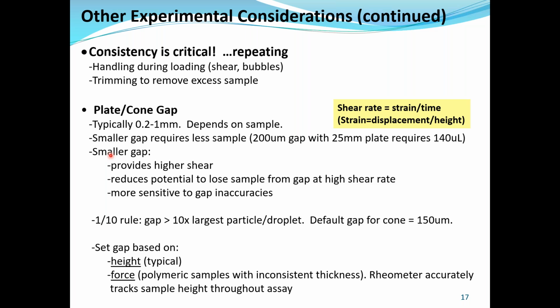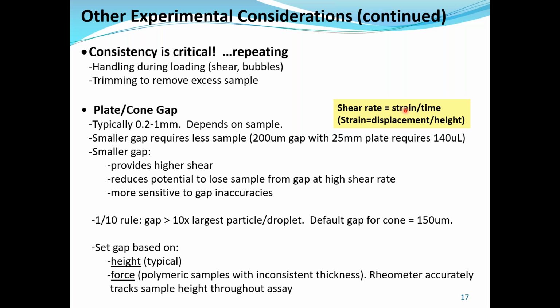For example, a 200 micron gap with a 25 millimeter plate requires 140 microliters to fill the gap. But really, I like to have at least 200 microliters to work with. A smaller gap provides a higher shear, and that's because the shear rate is strain over time, and strain is displacement over height. So if the height is smaller, we have a higher strain, which gives us a higher shear. It also reduces the potential to lose sample from the gap at a high shear rate.